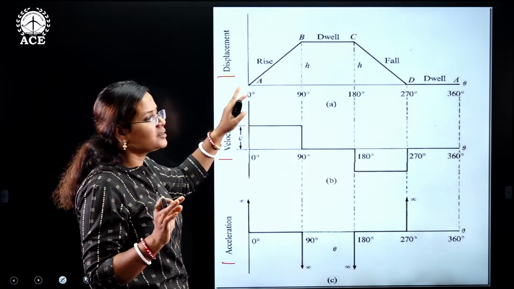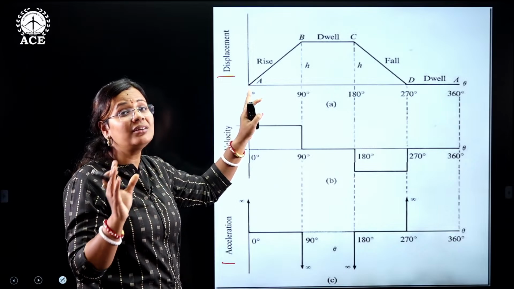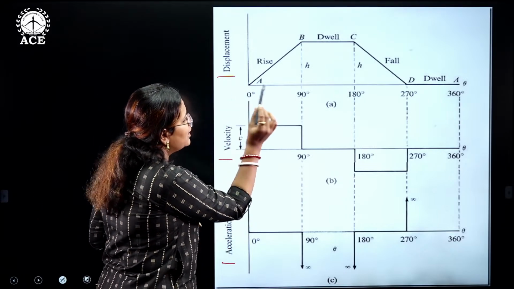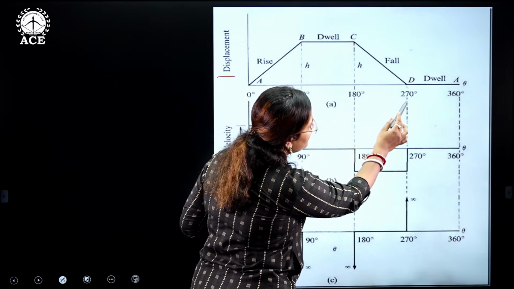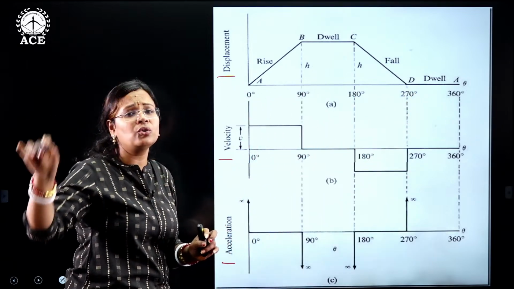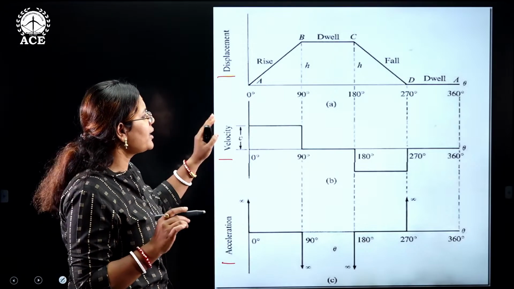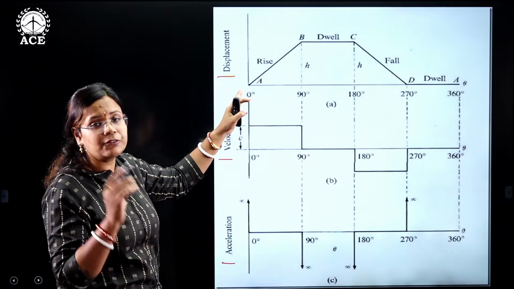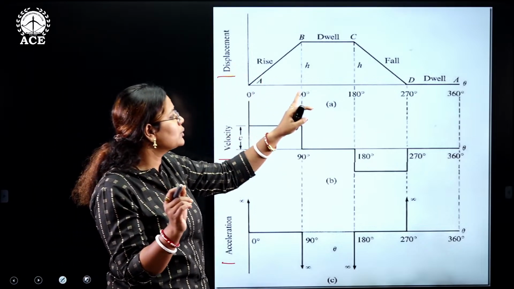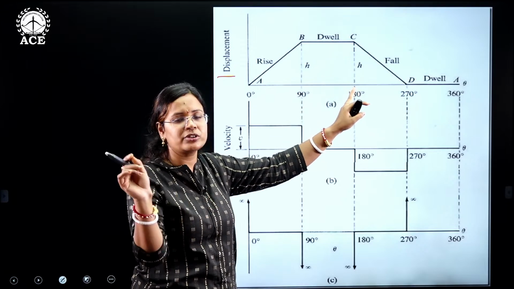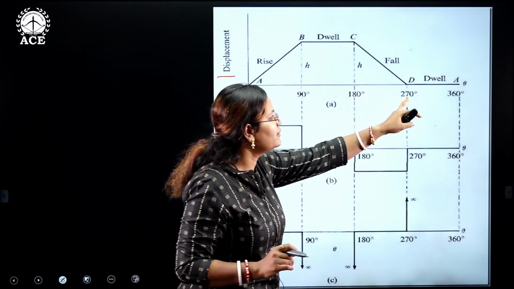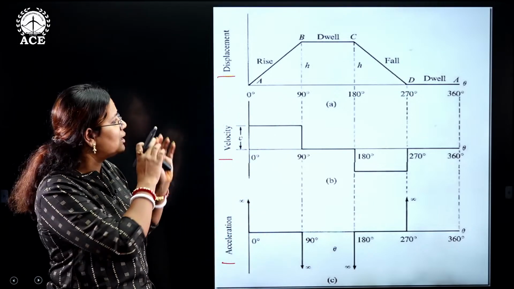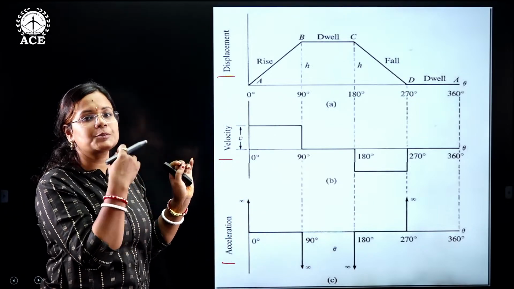So first of all we will have, let's say, cam rotation as angular displacement. Angular displacement here, let us say 0 degrees, 90 degrees, 180 degrees, 270 and 360. We have taken one whole rotation and divided it into divisions, starting from 0 degrees, reaching 90 degrees, then 180 degrees, then 270, then 360. Let us see how the motion is distributed from 0 to 360 degrees from the displacement point of view.